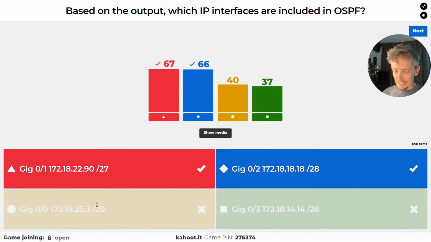So we're looking for 16 through 23. Red has 16 in that third octet right there, and blue has 16 through 23. So 22 is in that range, 18 is in that range, and everything else is 14 and, oh, this is 25 down here, so that's too high. All right, and that's how I did it.